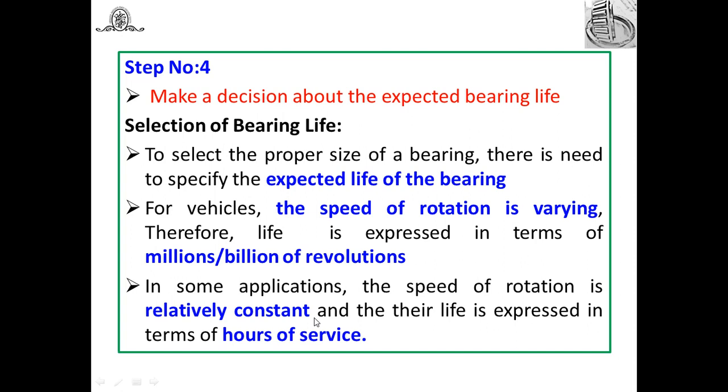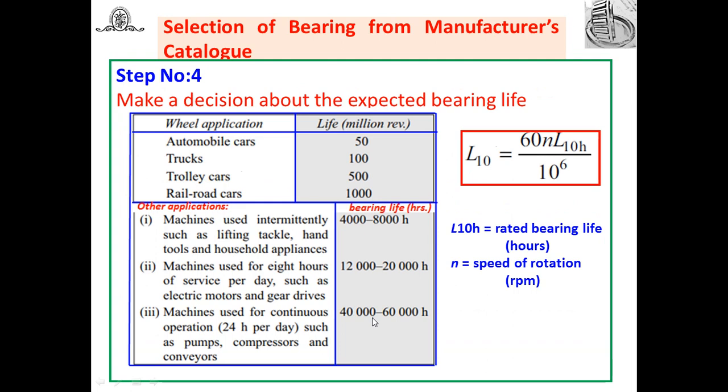Generally, an electric motor connected to a compressor without a gearbox, you will find the speed is constant. In such cases, the life is expressed in terms of hours of service. Now let us see. You have to refer to different tables here to make a decision about the expected bearing life. Suppose, as I have told, automobile cars, where speed is varying, we have to assume 50 million revolutions. Then for trucks 100 million revolutions, for trolley cars 500 million revolutions, railroad cars 1000 million revolutions. And again here you can easily convert million revolutions into hours.